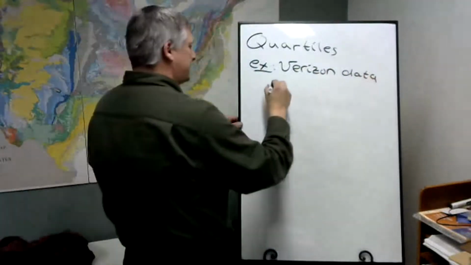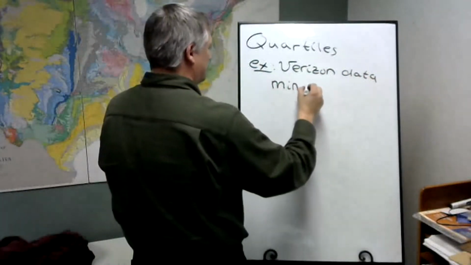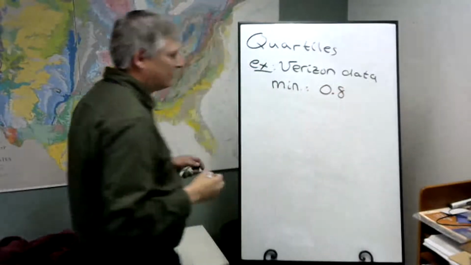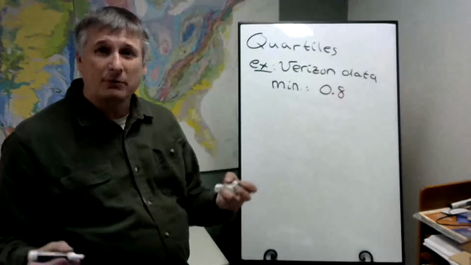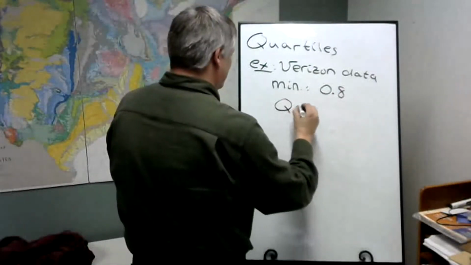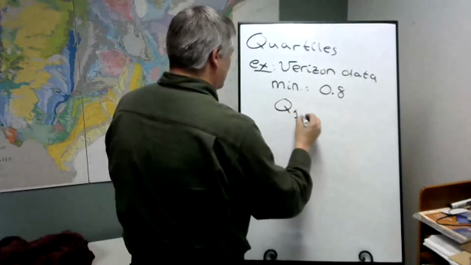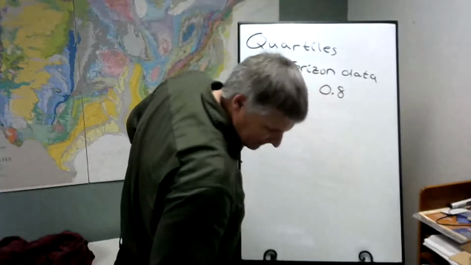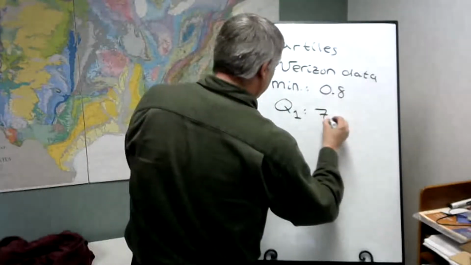Now, for this one, the minimum data value was 0.8. And then we calculated Q1. That was the 25th percentile. Q1 was, let's see here, 7.9.